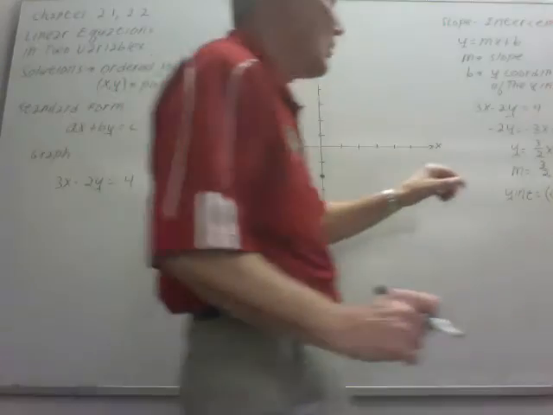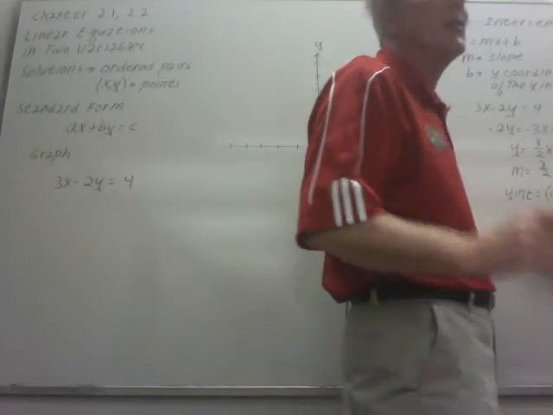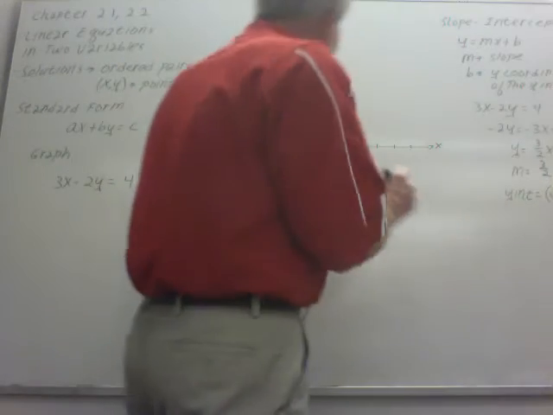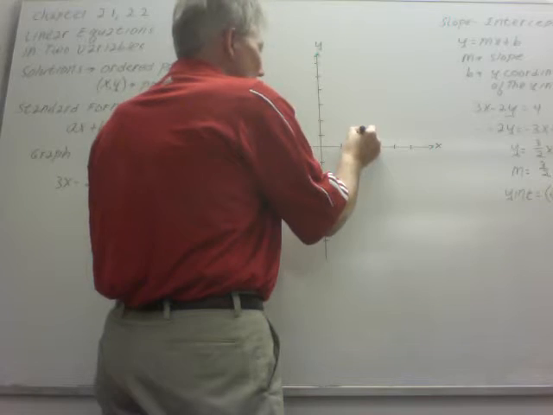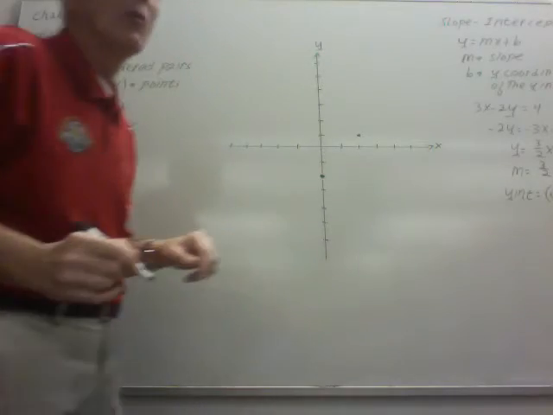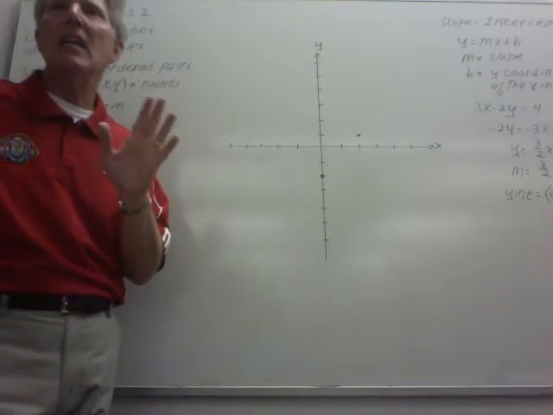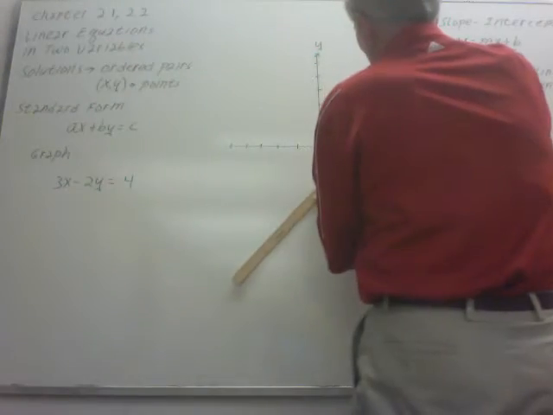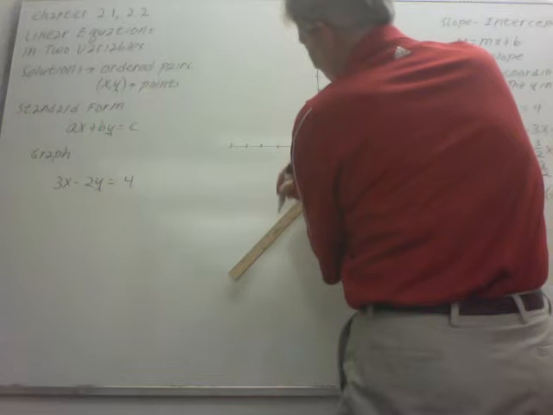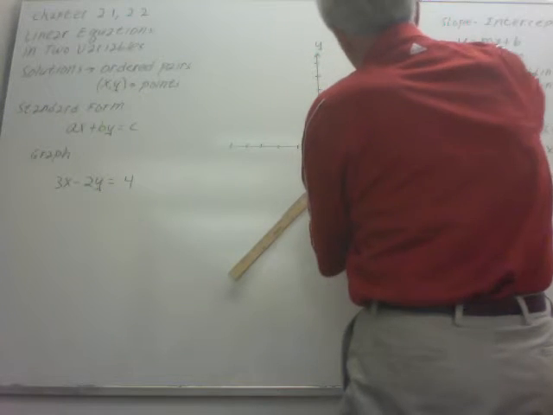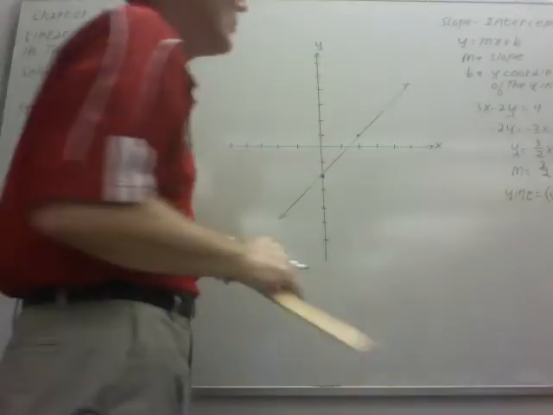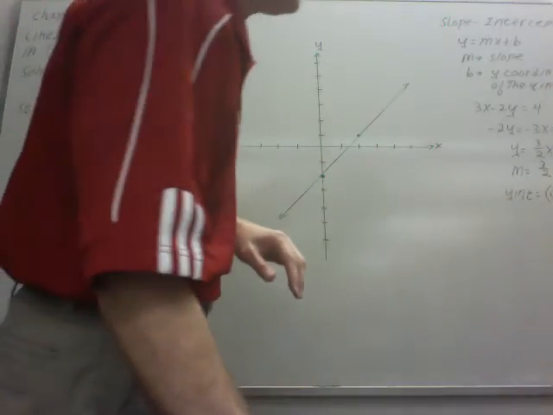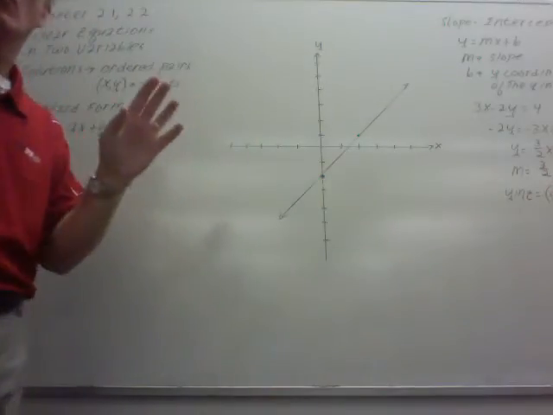I'm going to use this slope as +3 over +2, which means from here I'm going to go up 1, 2, 3, and right 1, 2, and I have another point, and that's all the points that I need in order to graph this line. I'm going to connect these points, and I'm going to talk about slope a little bit more here. But there you go. There is the graph of 3x minus 2y is equal to 4.